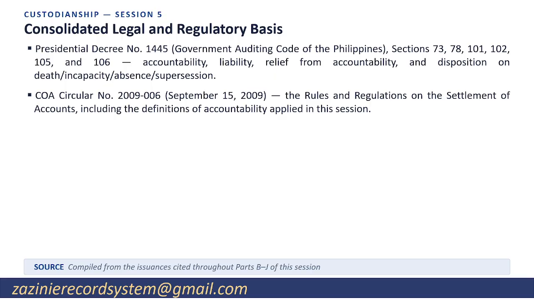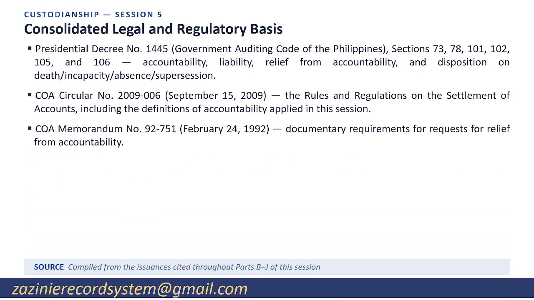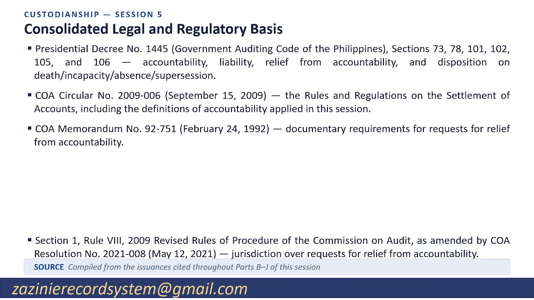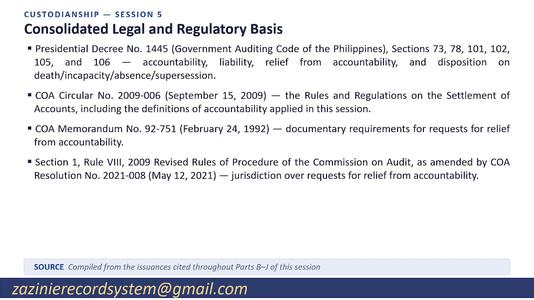2009-006, September 15, 2009, the rules and regulations on the settlement of accounts, including the definitions of accountability applied in this session. Commission on Audit Memorandum No. 92-751, February 24, 1992, documentary requirements for requests for relief from accountability. Section 1, Rule 8, 2009 Revised Rules of Procedure of the Commission on Audit, as amended by Commission on Audit Resolution No. 2021-008, May 12, 2021, Jurisdiction over Requests for Relief from Accountability.